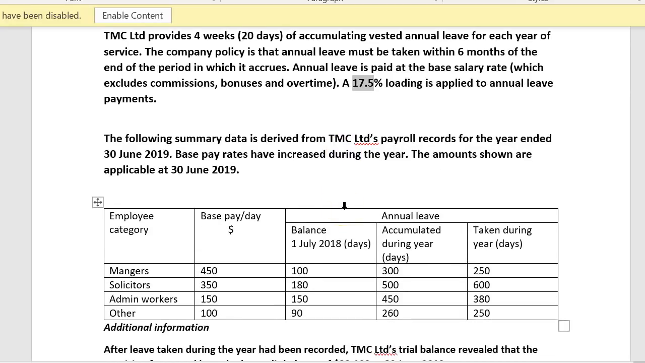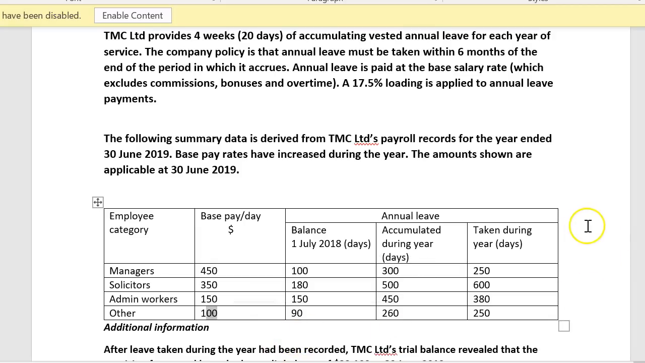Right, now you're given 4 categories of employees. It's a law firm, you have managers, keep that in mind, it's managers. Just solicitors, admin workers, other. Each employee group gets, well, this is how much managers get paid, $450. Solicitors, admin workers, other employees.